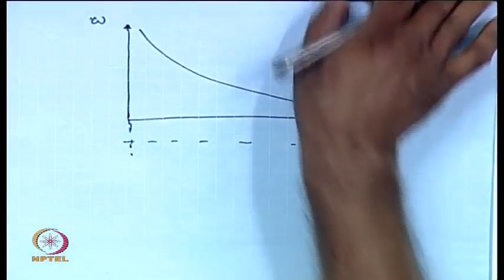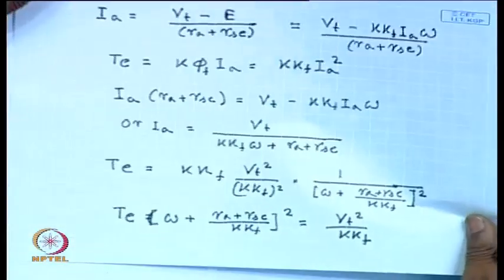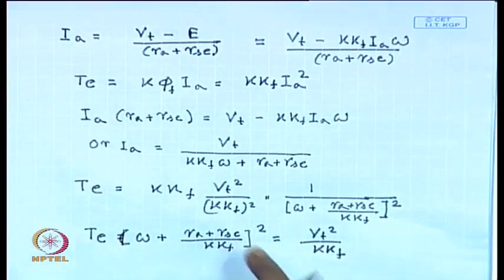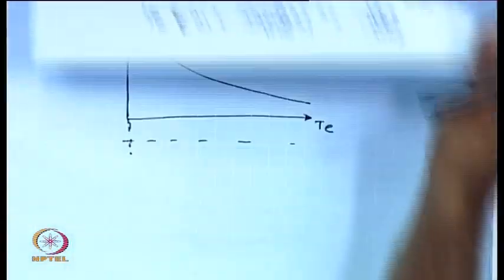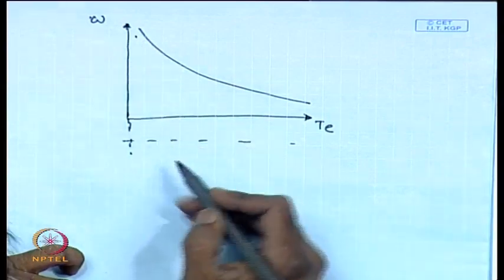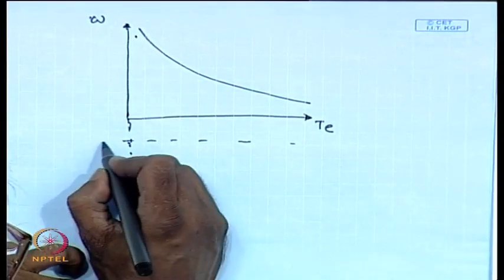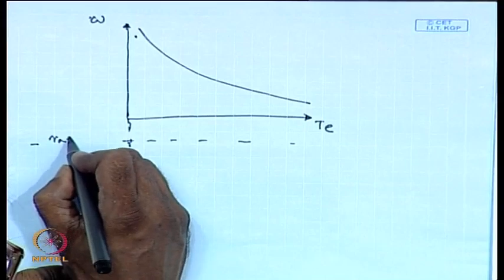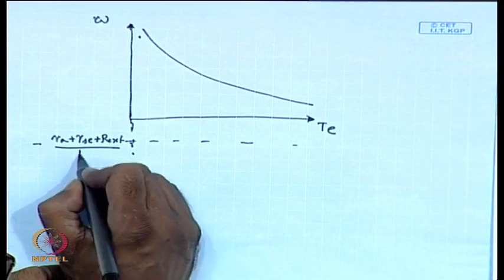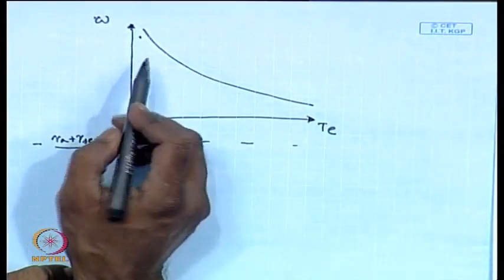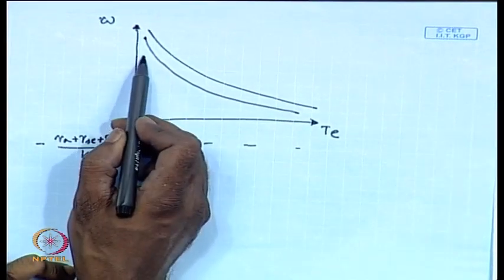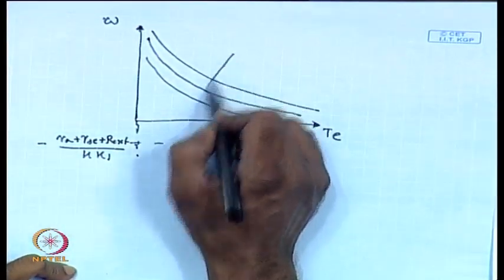We have also seen that these torque speed characteristics can be manipulated by, let us say, changing R A plus R A C by incorporating additional resistance in the armature circuit. So, with added resistance, this point which is minus R A plus R A C plus R external by K K F goes down, and with increasing R external we can obtain characteristics like this.